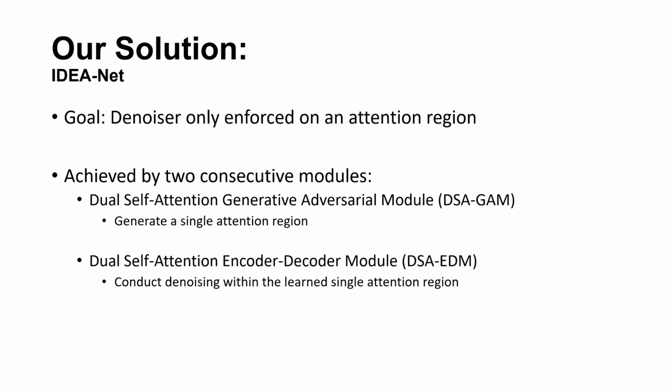In this work, we propose a self-supervised deep image denoiser which aims to make the denoiser only enforced on an attention region. This is achieved by two modules, the dual self-attention generative adversarial module and the dual self-attention encoder-decoder module. In particular, the DSA-GAM is used to generate a single attention region, and the DSA-EDM is then used to conduct denoising within the learned single attention region.